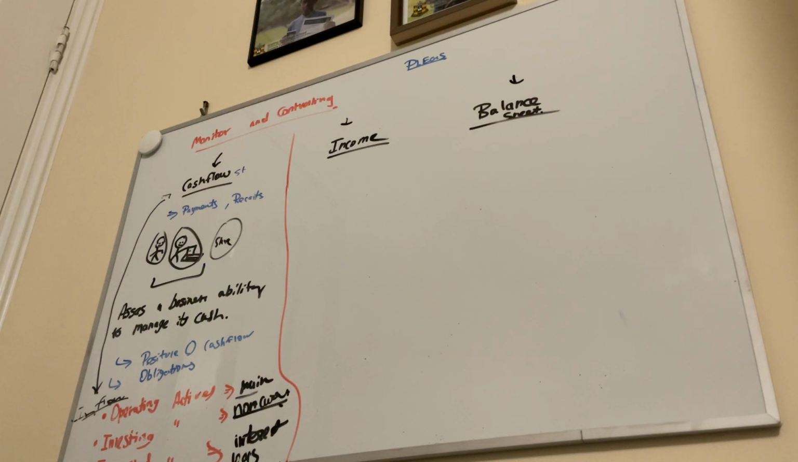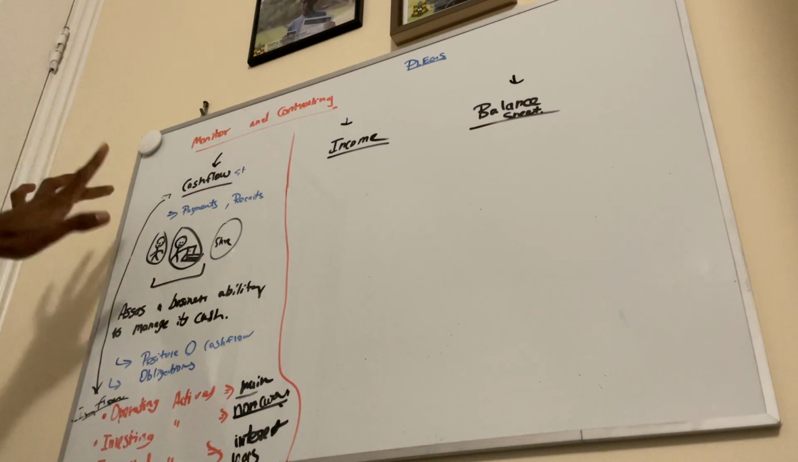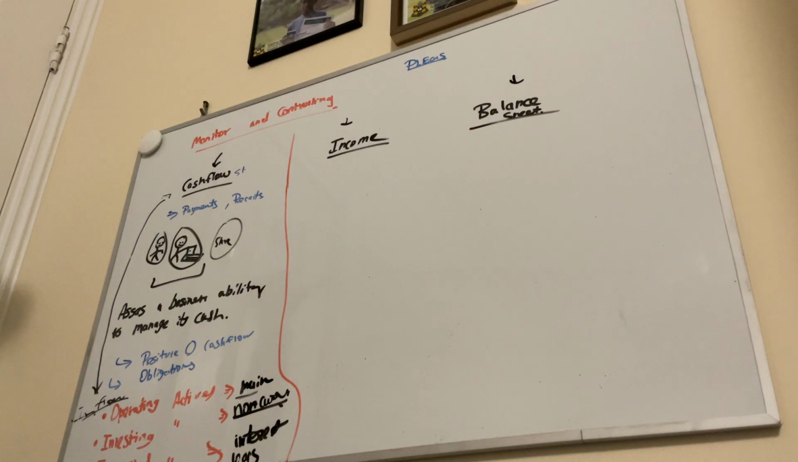Now, that's what a cash flow statement is. Now, who is interested in a cash flow statement and why? Those interested include creditors, investors, owners, and shareholders. Why do they want this cash flow statement? Well, they want it mainly to assess the business's ability to manage its cash, because that's what a cash flow statement indicates.